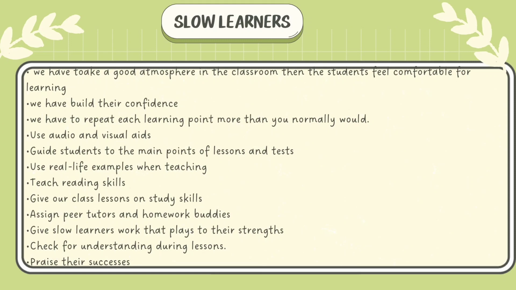We have to make a good atmosphere in the classroom, so the students feel comfortable learning. Next, we have to boost their confidence, so they believe they can learn like the other students. And as teachers, we have to repeat each learning point more than we normally would. Slow learners need to hear information a few times more than other students in order to understand.